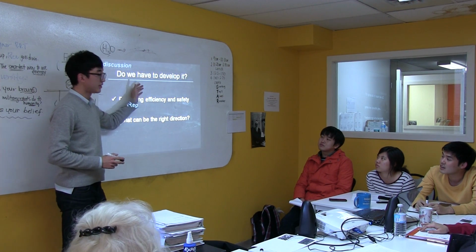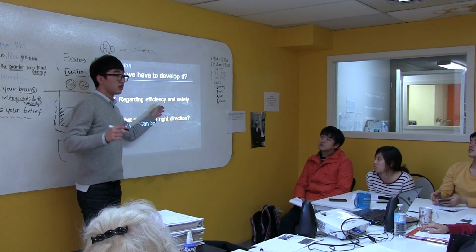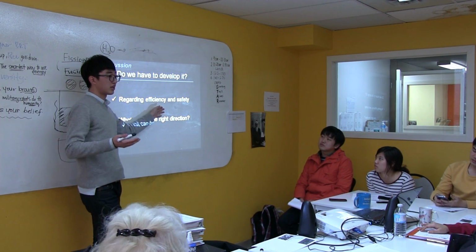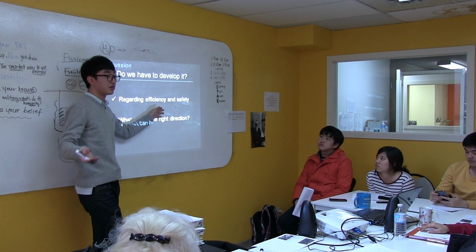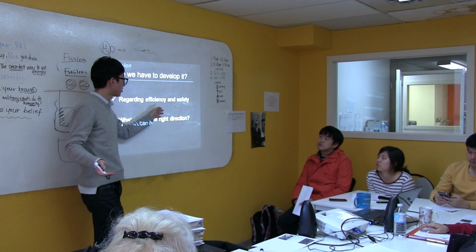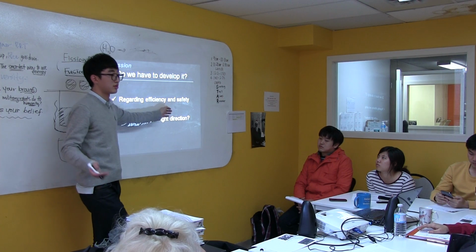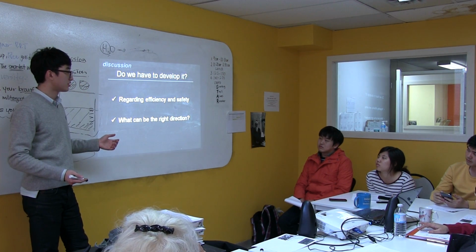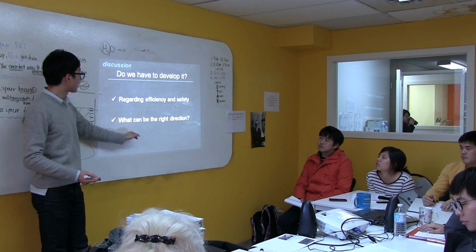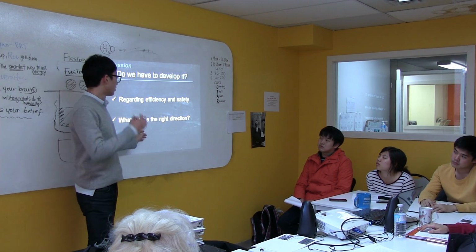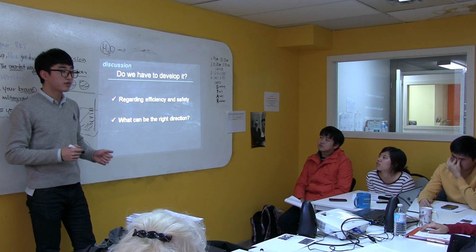Regarding efficiency and safety, I talked about the efficiency in lecture 1, and we can obviously see that nuclear energy is extremely efficient, more efficient than other energy sources. But in safety, we saw several accidents. If you think that we have to develop nuclear energy, what can be the right direction? What should we consider?